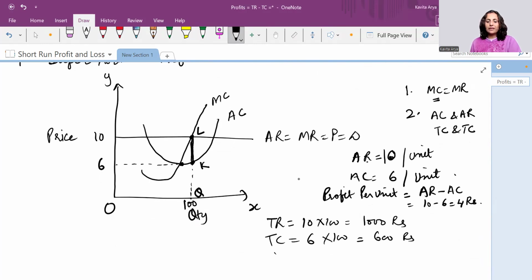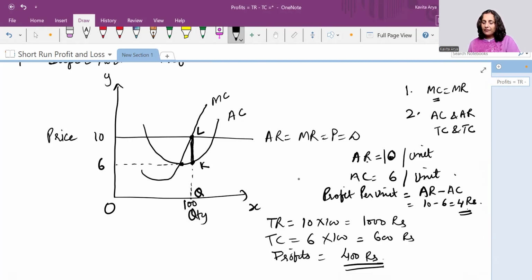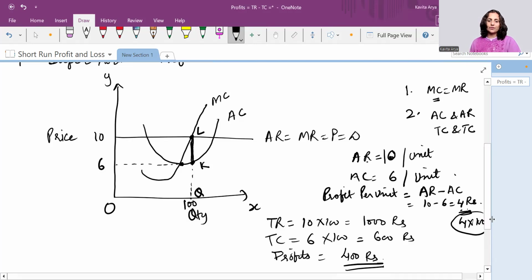So what are we left with? Our profits are equal to 1000 minus 600, that's equal to 400 rupees. So average profit is 4 units, total profits is 400 units, and this can be clearly found from here also, because we are making 100 units, so 4 into 100 would have given us 400 from this calculation also.